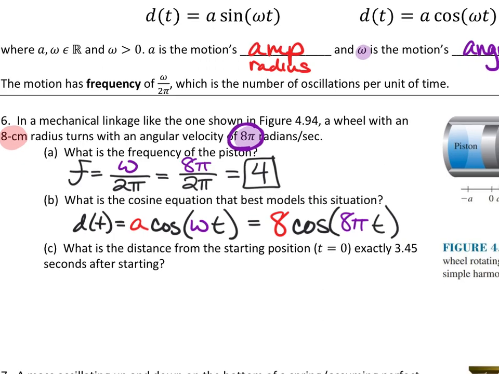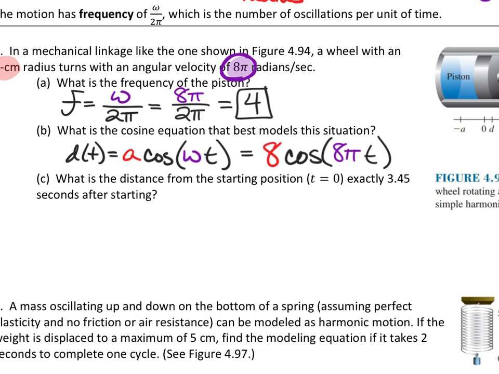The last question is going to use the equation in part B. It says, what is the distance from the starting point, time equal to 0, exactly 3.45 seconds after starting? Okay, so we need to figure out a couple things first. We need to figure out the distance that this piston is raised at time 0. Since this is a function notation formula, it's just telling me to plug in 0. So I'm going to take my formula, 8 cosine of 8 pi, and multiply that by 0.